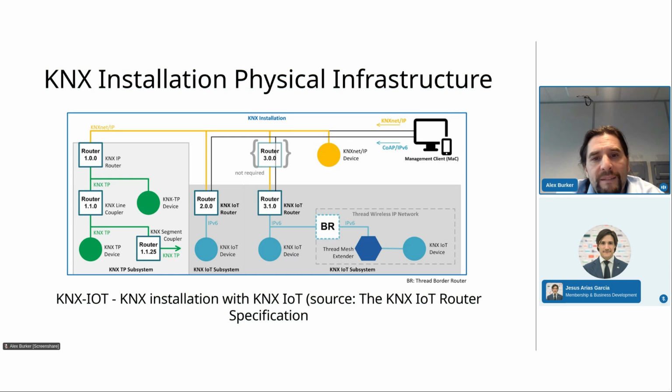For that, you basically need two important things. You need a Thread border router. For every Thread mesh network you have, you need at least one border router that makes the connection from the Thread network to your standard backbone. This is done on IPv6, but KNX IP works on IPv4, so you also need a translation between IPv6 and IPv4, and that's what the KNX IoT router is for.